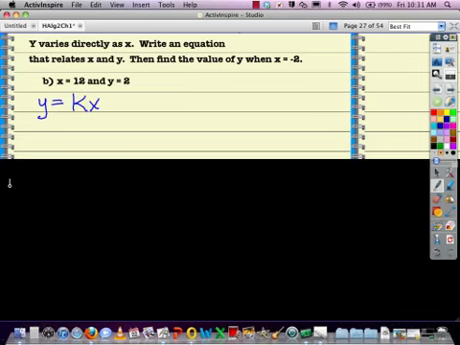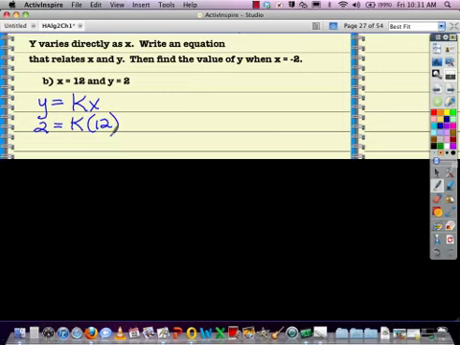Again, we do not say x to the second, x to the third, because there was nothing in the problem that indicates it's to a power. So you have to assume it's to the first power. Now, write an equation that relates x and y. So your very next step will be take the given x and y values. So y is 2 when x is 12.